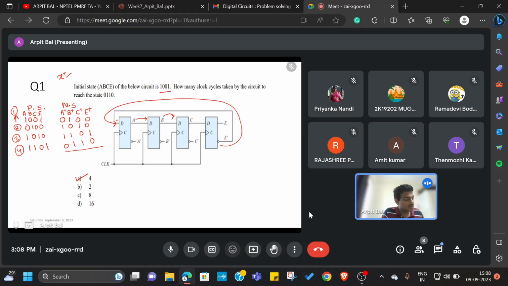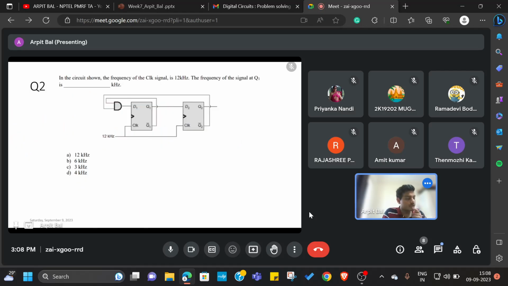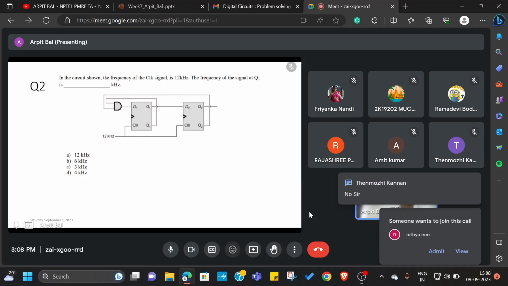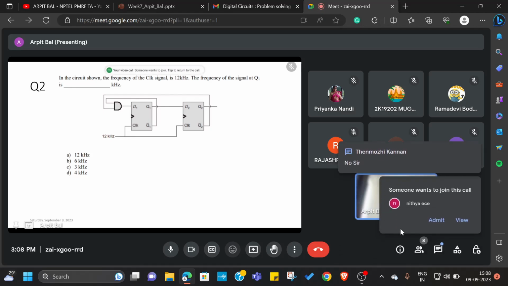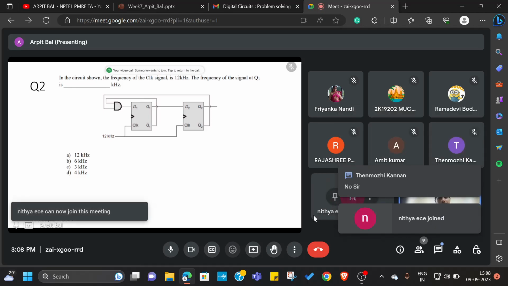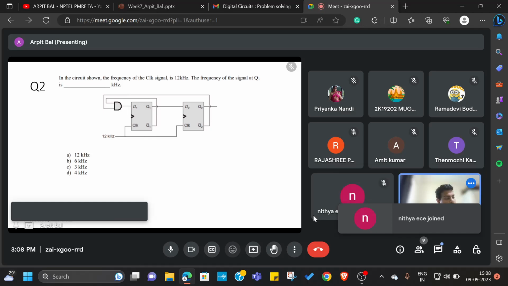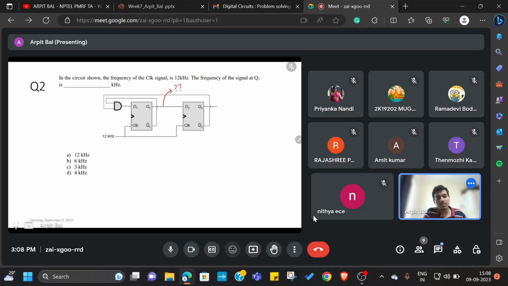Okay, so let's move to the next question. In this question, we are given 2 D flip-flops, and we have to figure out the frequency of the signal at Q1. So we have to figure out what this particular frequency is.